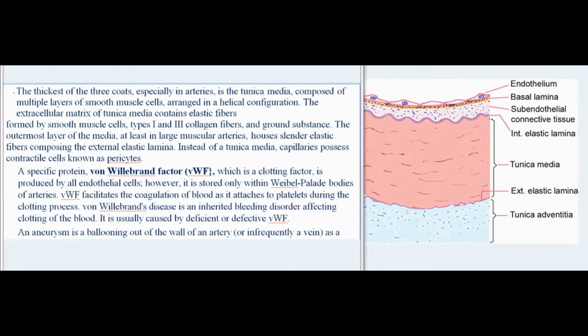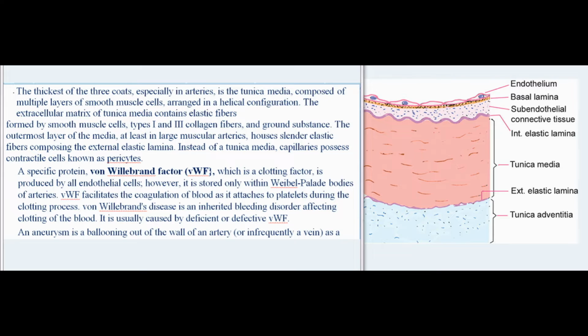The thickest of the three coats, especially in arteries, is the tunica media, composed of multiple layers of smooth muscle cells, arranged in a helical configuration. The extracellular matrix of tunica media contains elastic fibers formed by smooth muscle cells, types I and III collagen fibers, and ground substance. The outermost layer of the media, at least in large muscular arteries, houses slender elastic fibers composing the external elastic lamina. Instead of a tunica media, capillaries possess contractile cells known as pericytes.